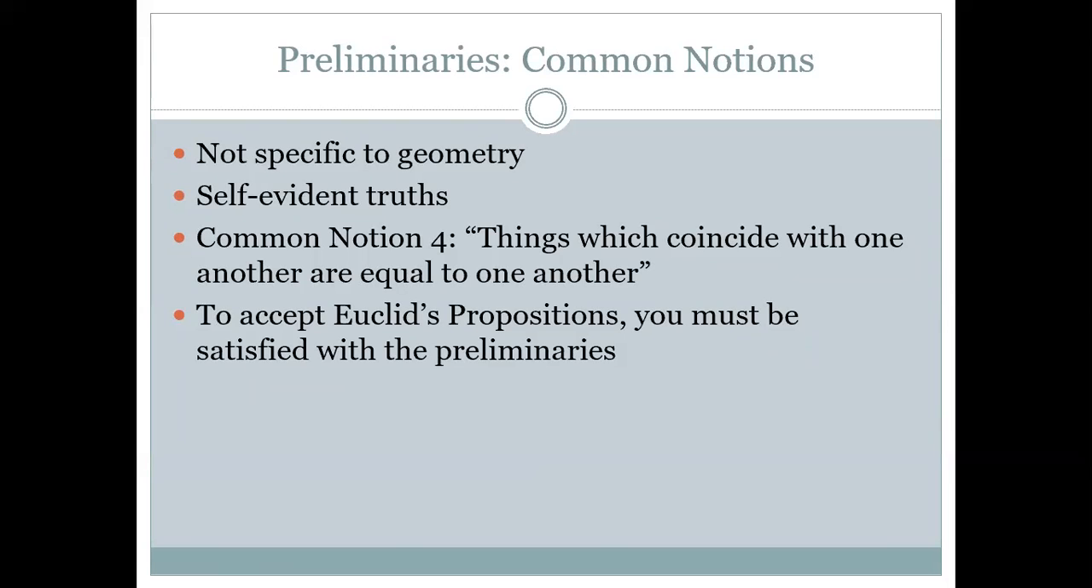The common notions are not necessarily specific to geometry. They're really meant to be self-evident. So here's an example of common notion number 4. Things which coincide with one another are equal to one another. Does that seem overly controversial in terms of assuming that? No. So the common notions are things that we would all just sort of accept, but they're not necessarily mathematical in nature. So to accept Euclid's propositions, you must be satisfied with the preliminaries.